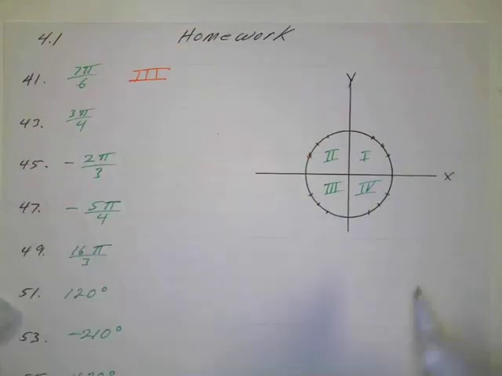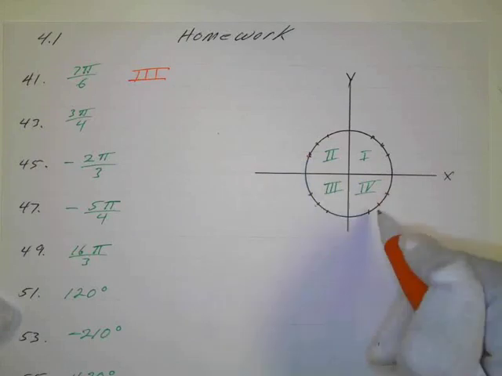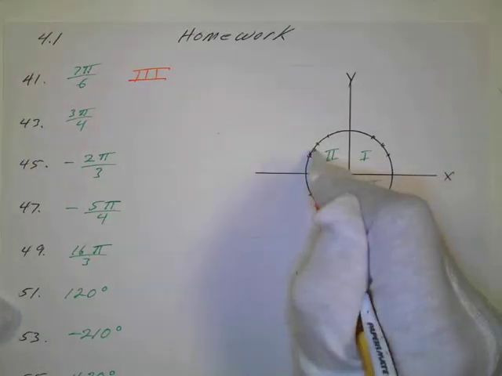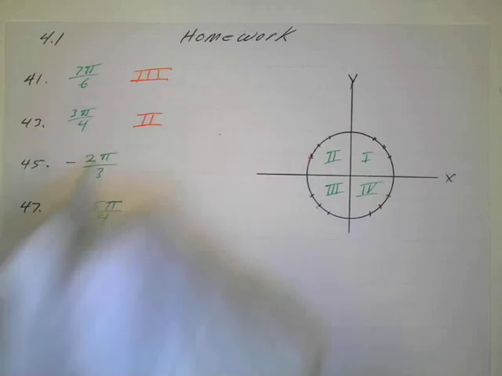3 pi over 4, remember we talked about the pi over 4s, this was 1 pi over 4, 3, 5, and 7, they were real easy, so this is in the second quadrant, so that's pretty easy. Not a lot of work to these if you know what you're doing.